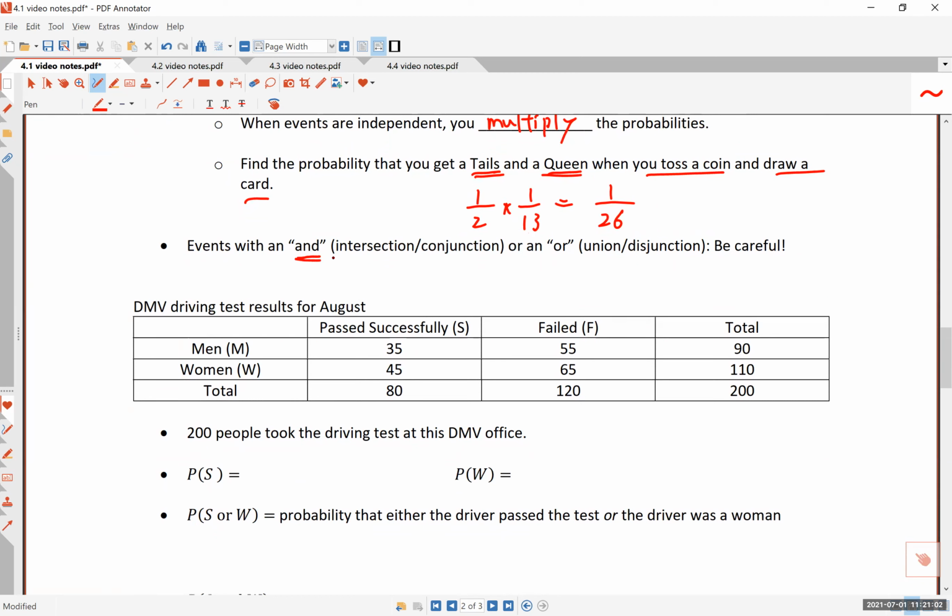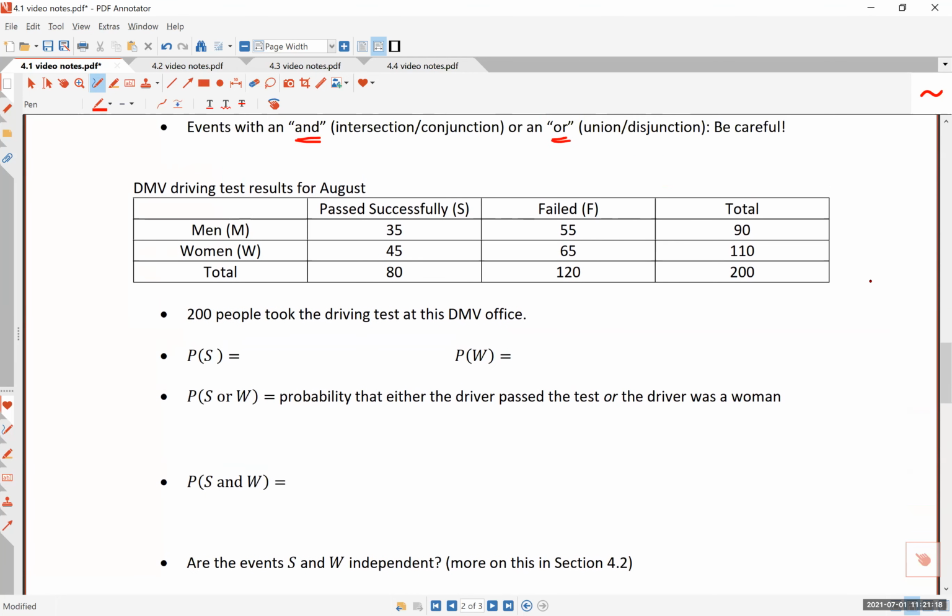Events with an and, okay, so it's an intersection. Events with an or, it's a conjunction. You kind of have to be careful with that. And that's something that we will be talking about later. Okay, so not to worry about this at this point.